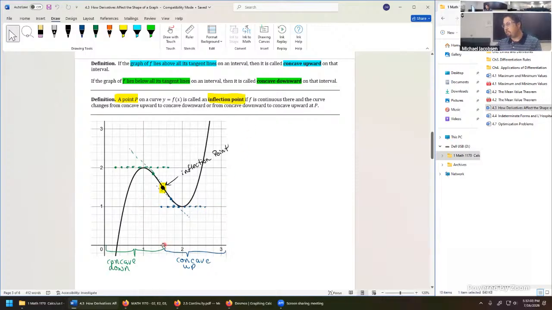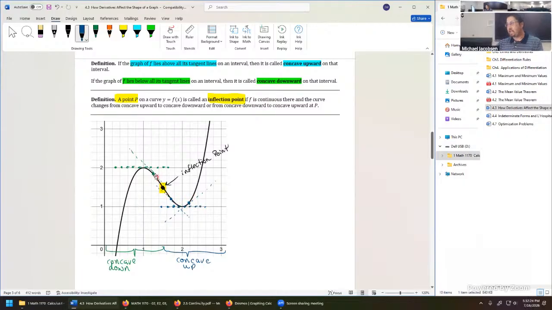So we said concave up on approximately this interval here, because if you draw tangent lines, let's draw a new one for emphasis, say one tangent line right here. The graph, the one in black, is always above the tangent lines in this particular interval. So for that interval, we have concave up.